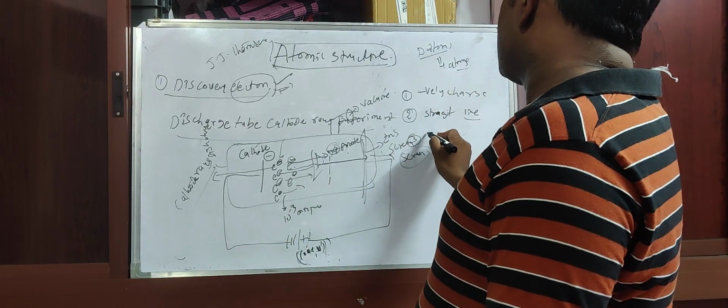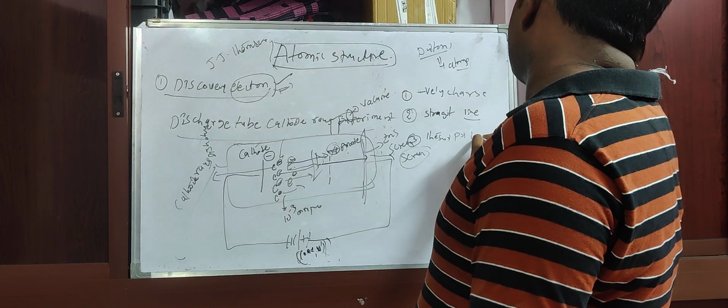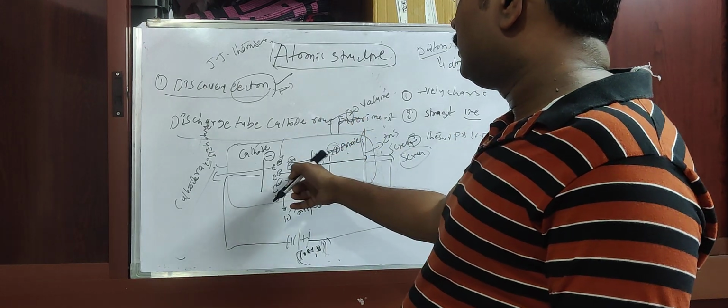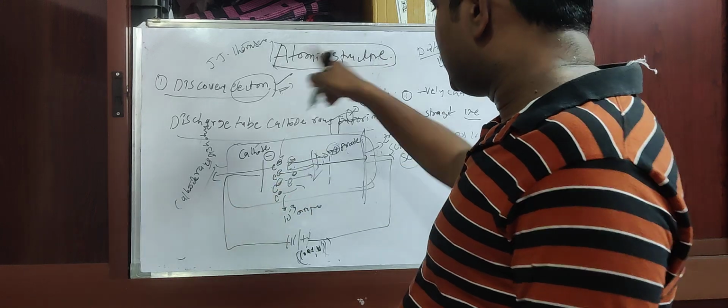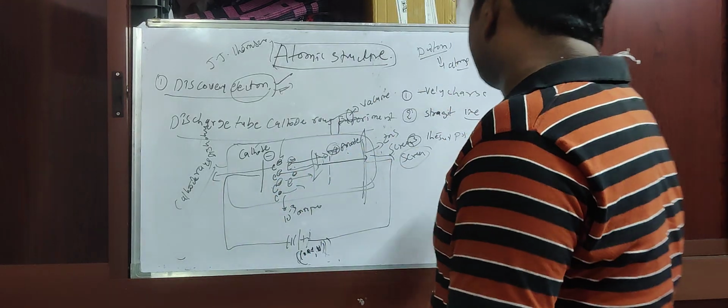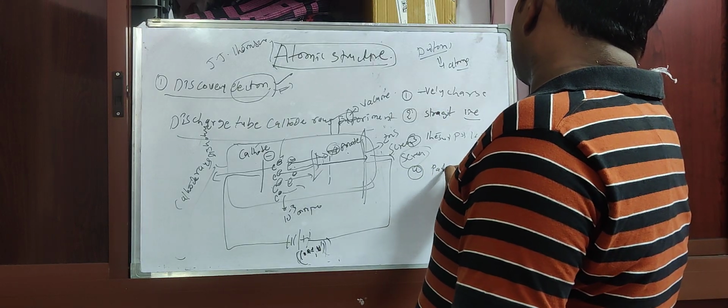Next, they possess kinetic energy. Kinetic energy means if we put a paddle here, after the rays strike it, it will rotate. This means they have particle nature. They have kinetic energy and also particle nature.